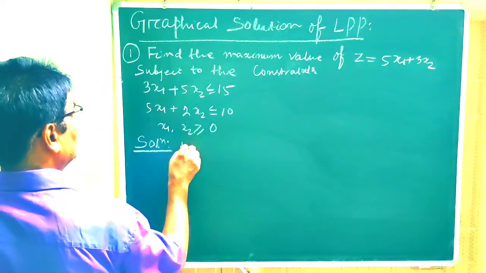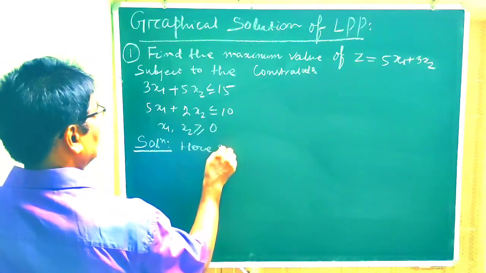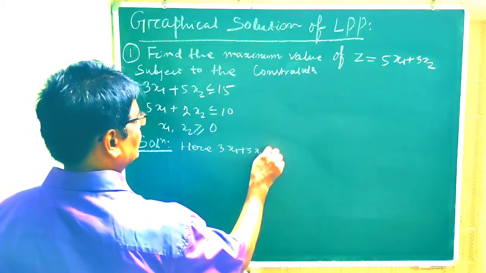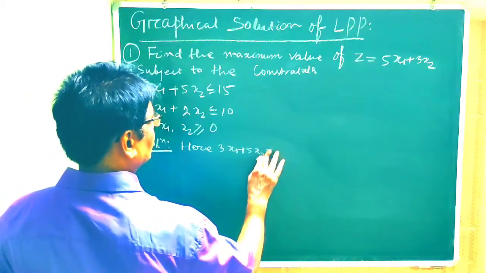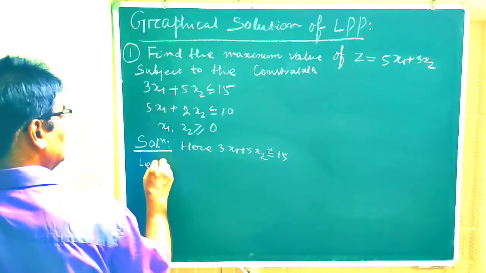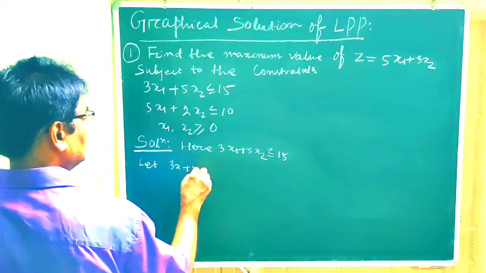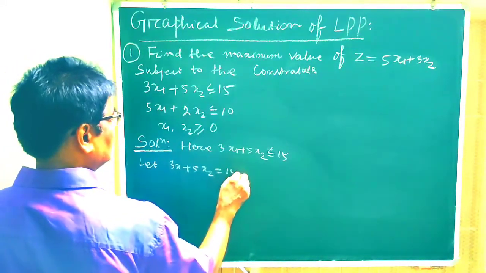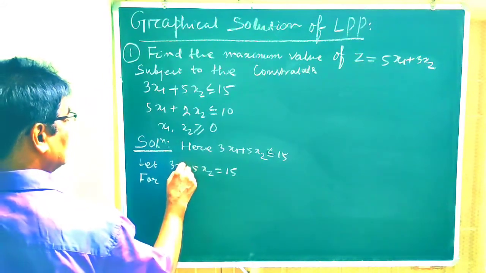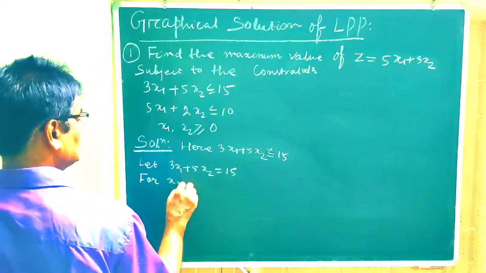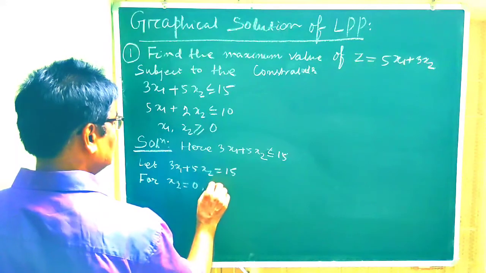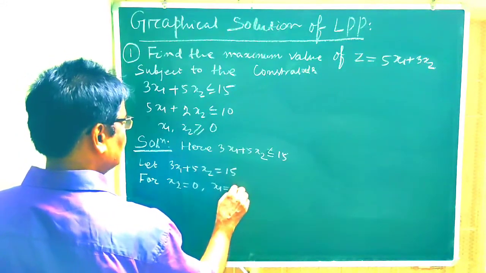So here 3x1 plus 5x2 is less than or equal to 15. Let 3x1 plus 5x2 is equal to 15. For x2 is equal to 0, we get 3x1 is equal to 15. So x1 is equal to 5.